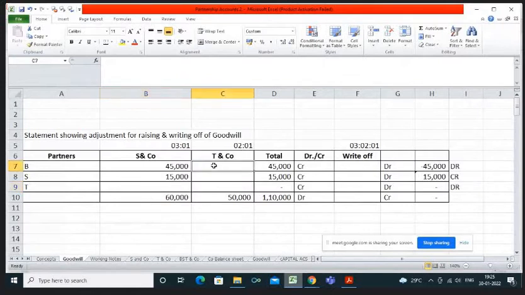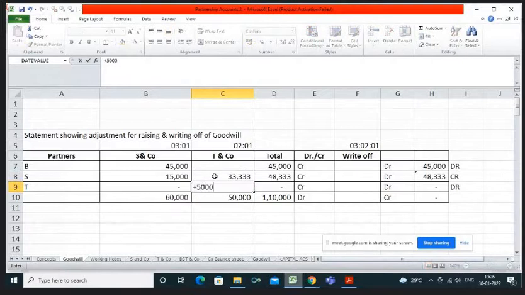Then we will move on to T and Co. In T and Co, B is not there. S is there. His profit sharing ratio is 2/3. So he will get 50,000 into 2/3. And this guy will get 50,000 into 1/3.